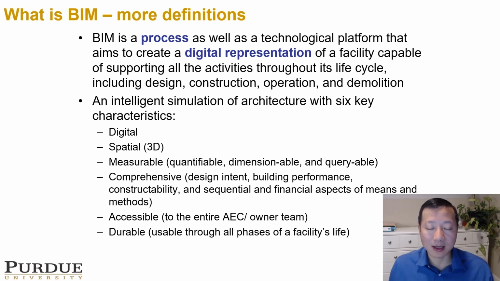Fifth, it should be accessible. Accessible means that people from different organizations, remember we talked about the different people from different organizations, they all play a role in a project. They should all be able to access your model. And sixth, it's durable, which means it's robust and resilient, and it can be used throughout all phases of your facility life, starting from the programming to design to construction to operation and maintenance, and finally towards demolition.